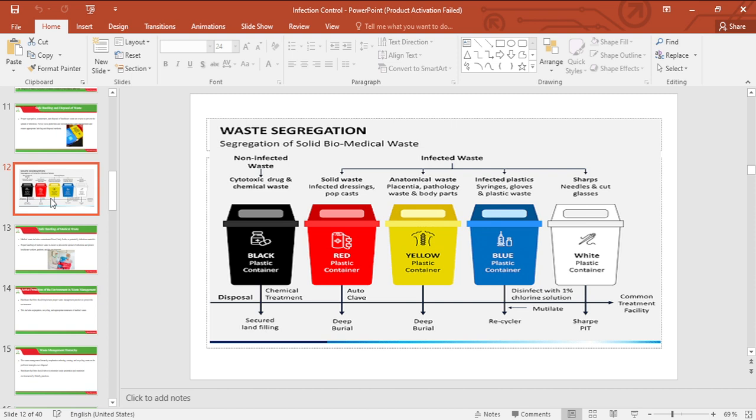Then we have the sharps, needles, cuts and the glasses. These are disposed of into a white plastic container. Then by the end of the day, all these containers should be taken to the common treatment facility where they will be treated accordingly.